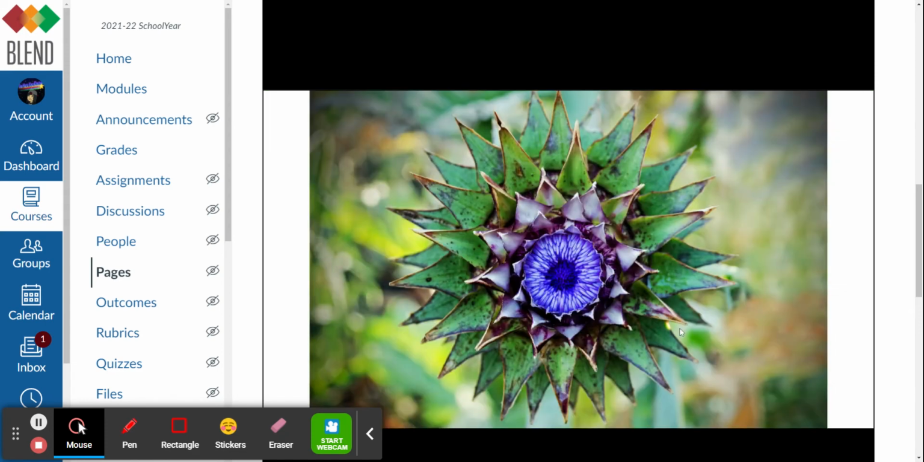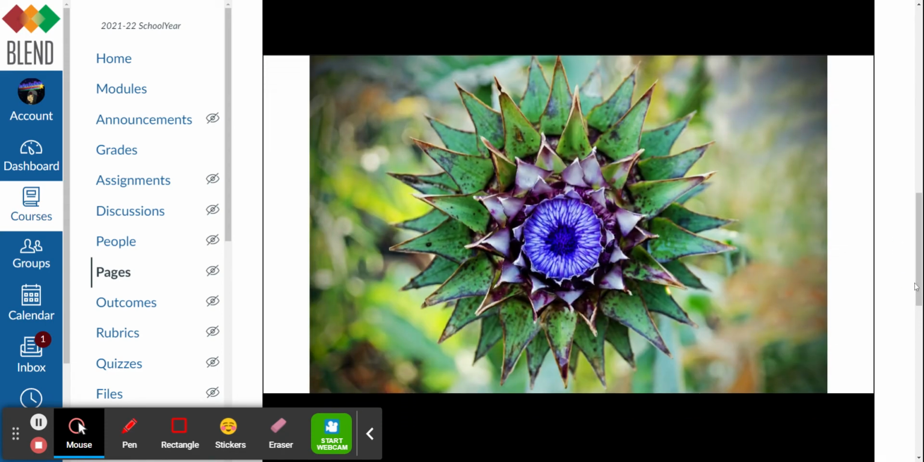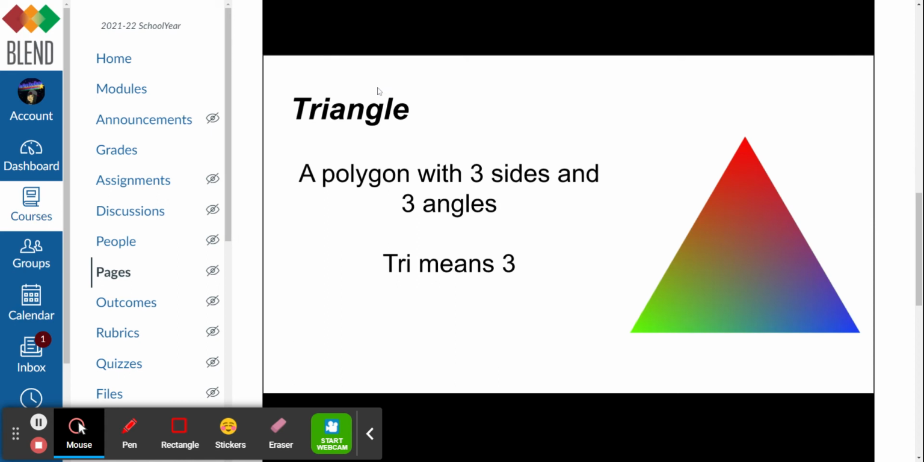All right, here we go. So look at this picture. See a lot of triangles? Now, on this picture, you could get technical. Some of these look more like curves than straight lines. If they're curves, then they're not triangles. But if they're straight lines, then they are triangles. So all sorts of different triangles. A triangle is a polygon with three sides and three angles. 1, 2, 3 sides. 1, 2, 3 angles.